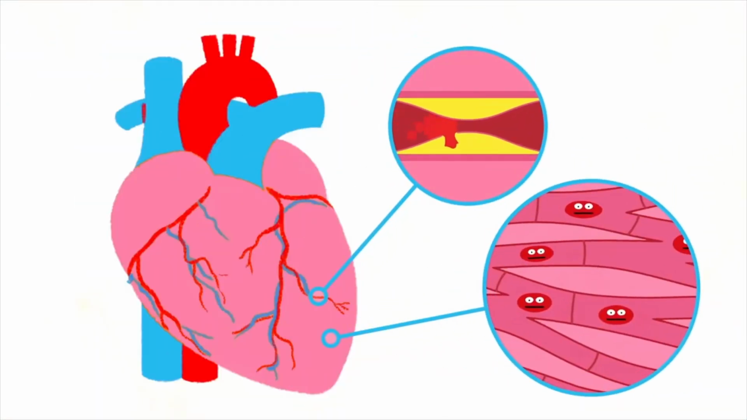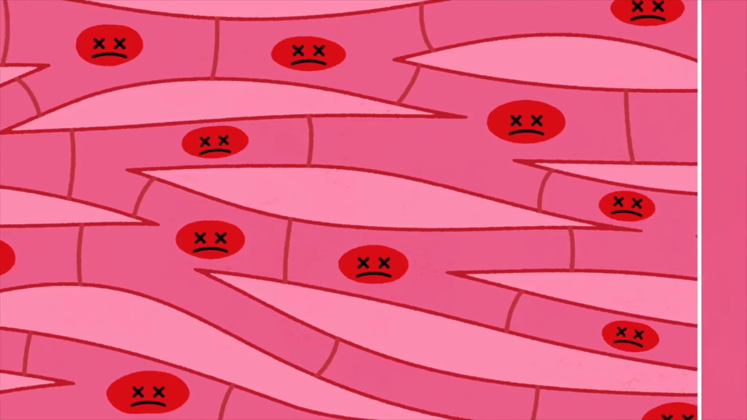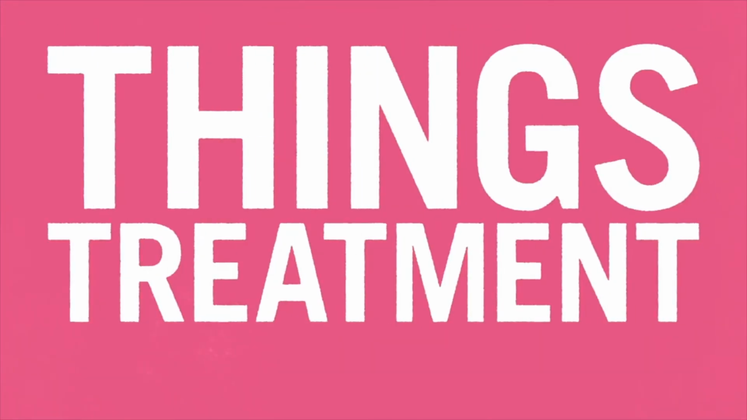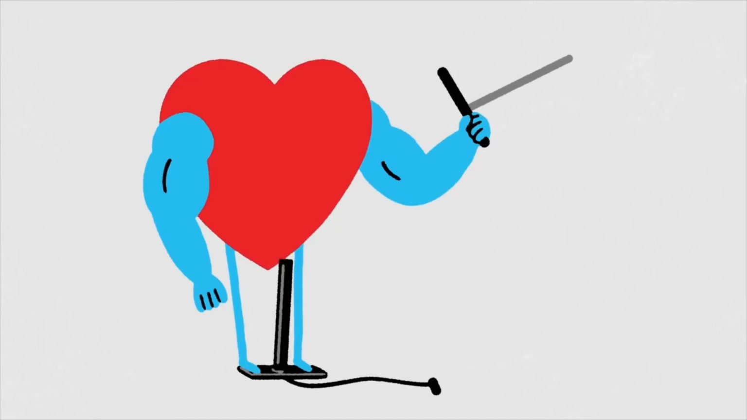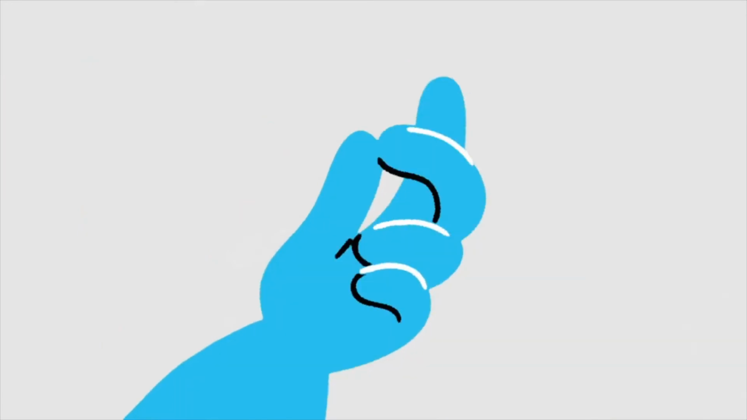Blood flow is cut off to the cardiac muscle, and the oxygen-starved cells start to die within several minutes. This is a myocardial infarction, or heart attack. Things can rapidly deteriorate in the absence of treatment. The injured muscle may not be able to pump blood as well, and its rhythm might be thrown off. In the worst-case scenario, a heart attack can cause sudden death.